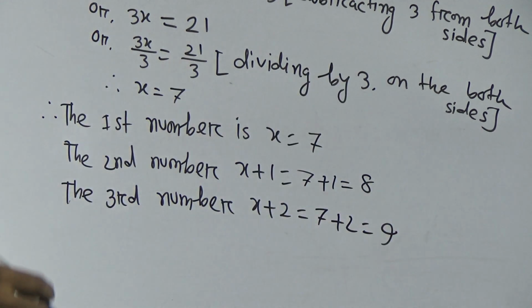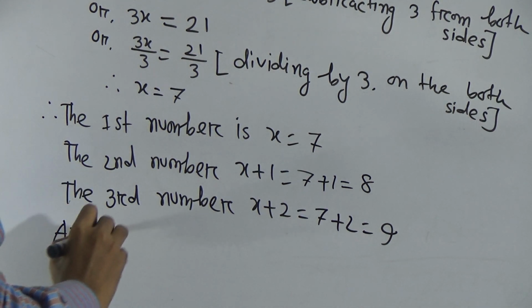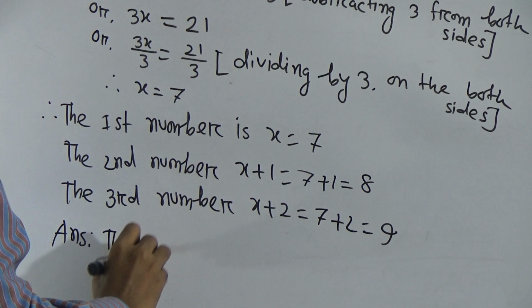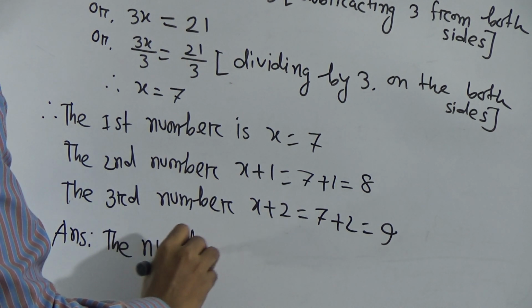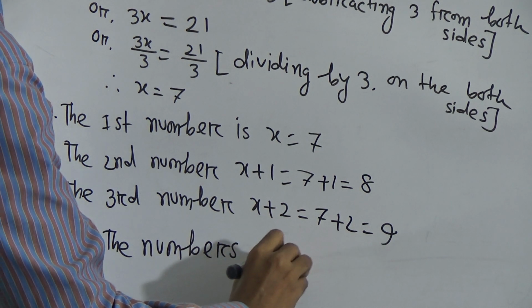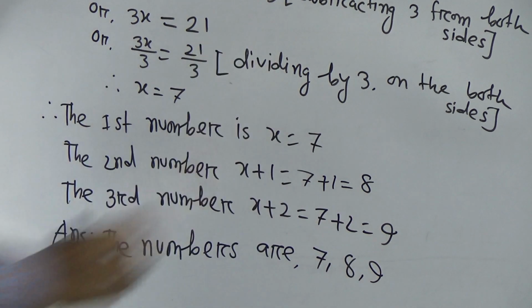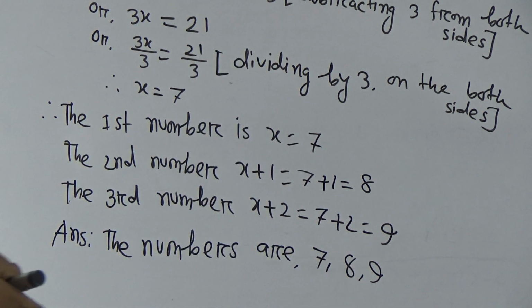Okay, now write the answer. The numbers are 7, 8, 9. Okay. Now I will solve the C number question.